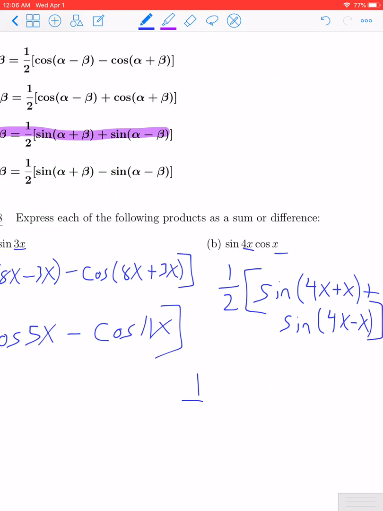Okay, the only thing from there you'd want to do is simplify the arguments of the trig function sine. This would become the sine of 4 plus 1 is 5x, plus the sine of 4x minus x is 3x.